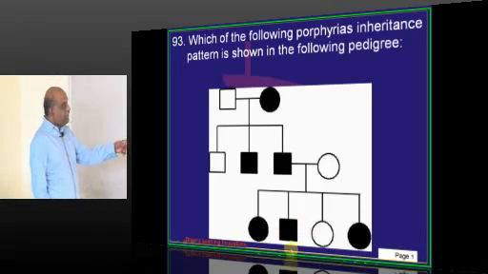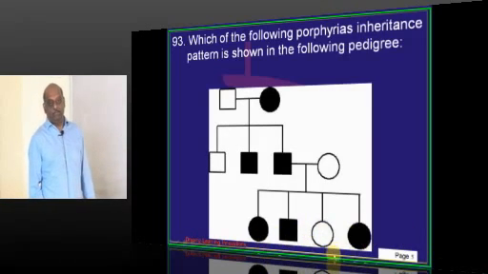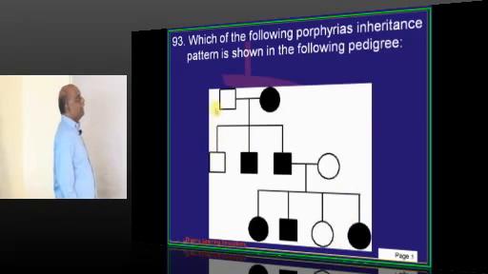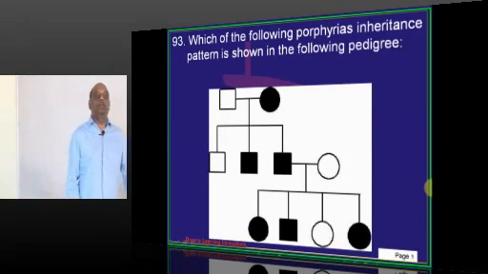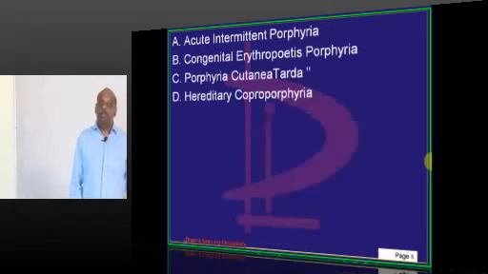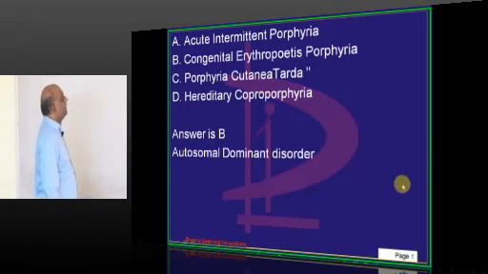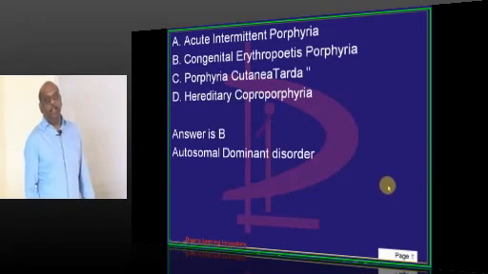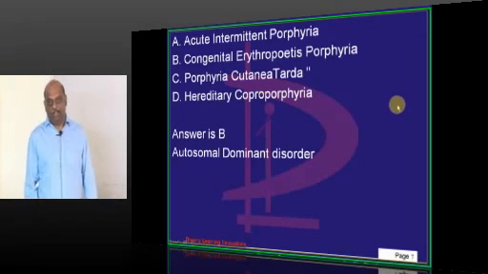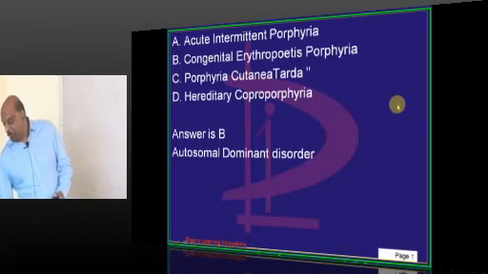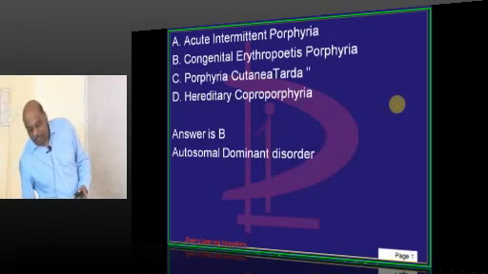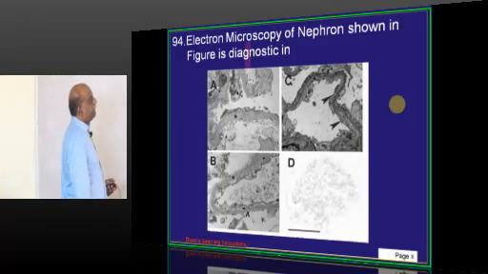Then the ratio at which the affliction has happened, typically this is a pedigree of an autosomal dominant pattern of inheritance. So congenital erythropoietic porphyria is the one which is basically autosomal dominant in nature, is what you need to basically remember.